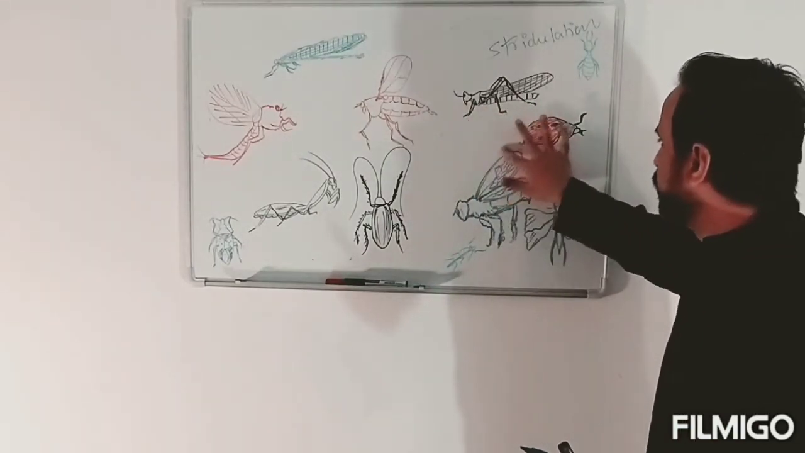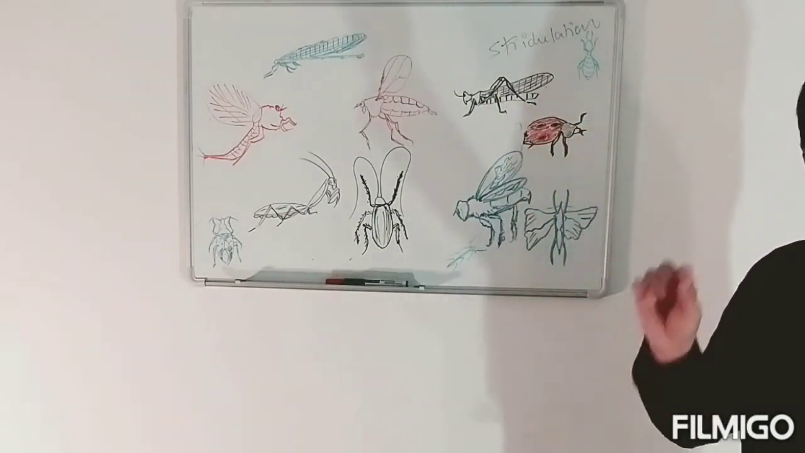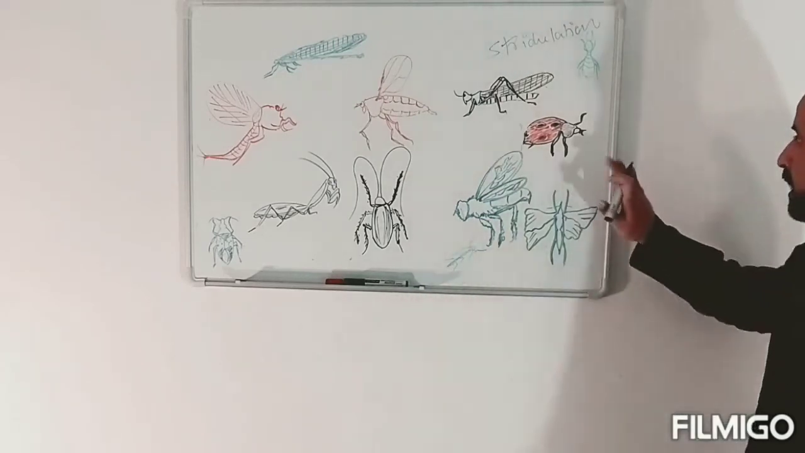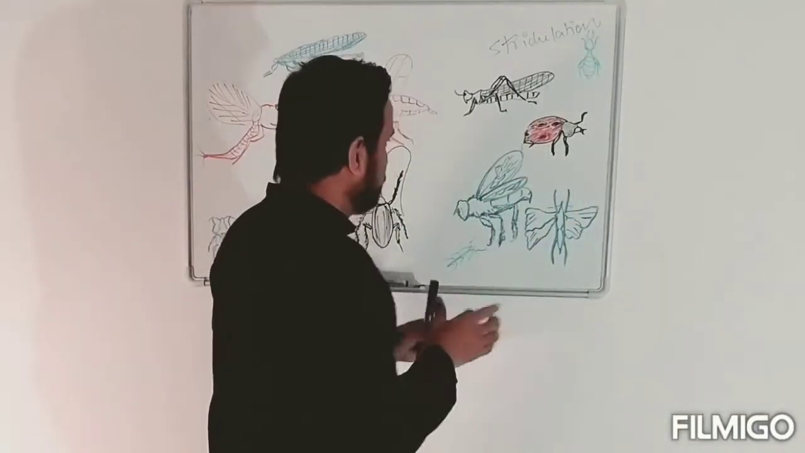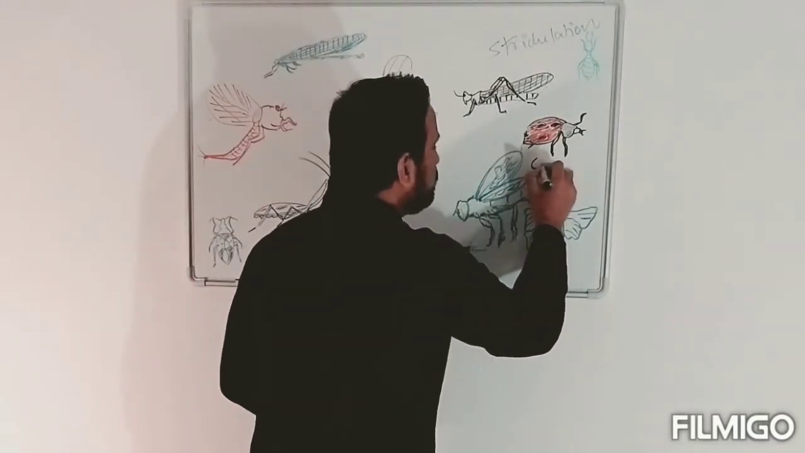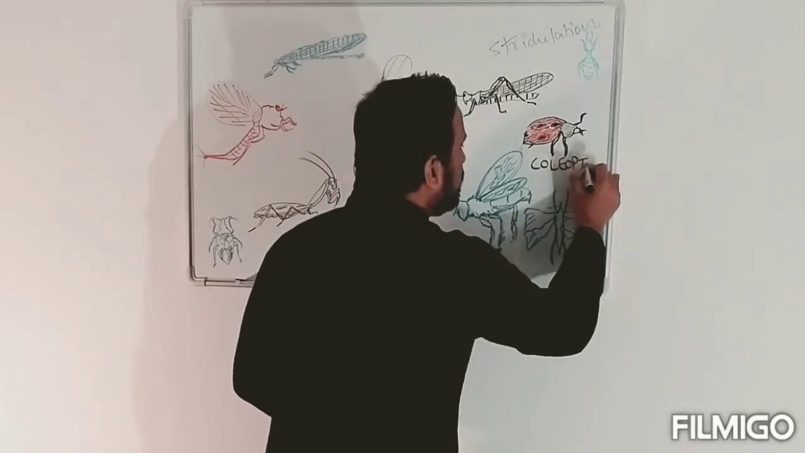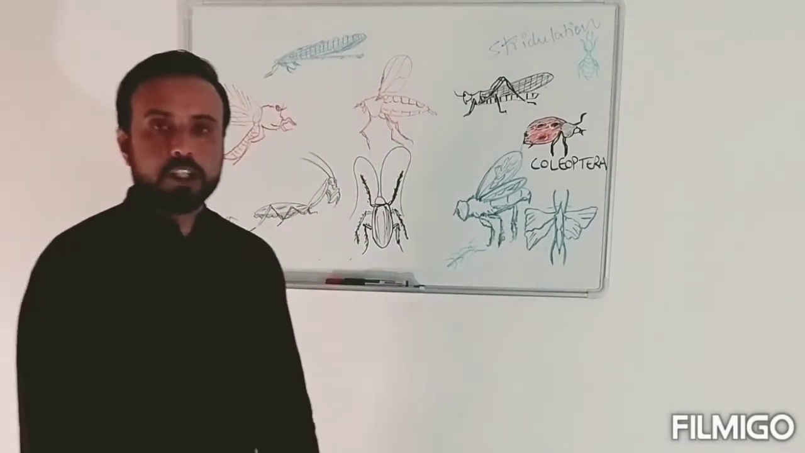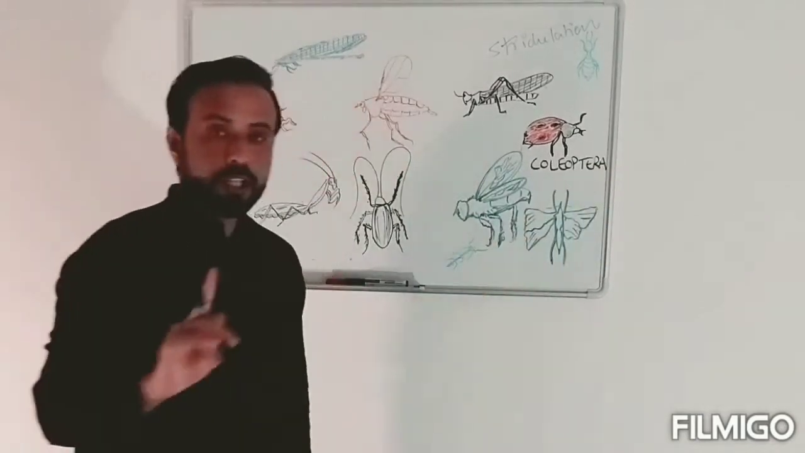Now coming to this beautiful one called ladybird. You must have seen this one, right? It's a small creature mostly found in the garden. This is called ladybird. Ladybird belongs to the order Coleoptera, right?